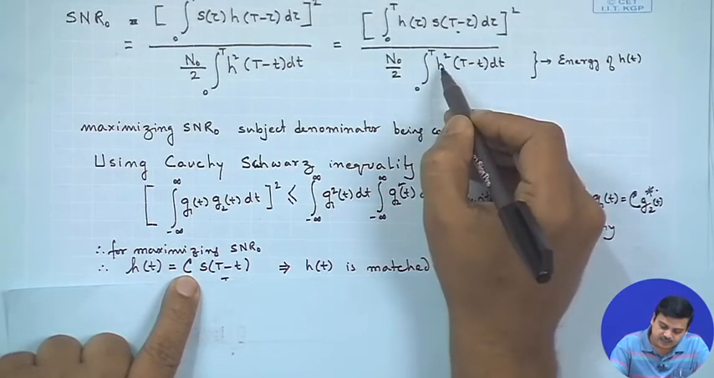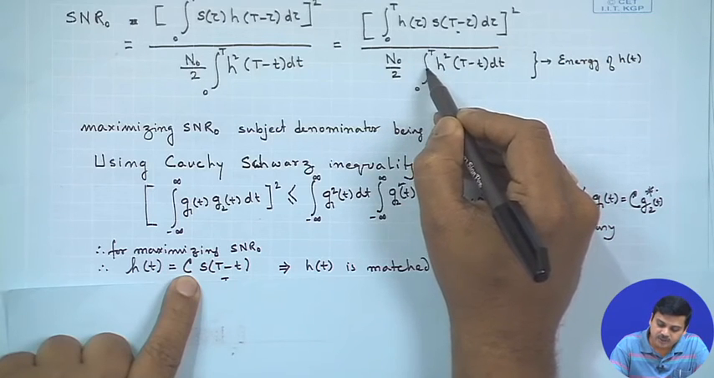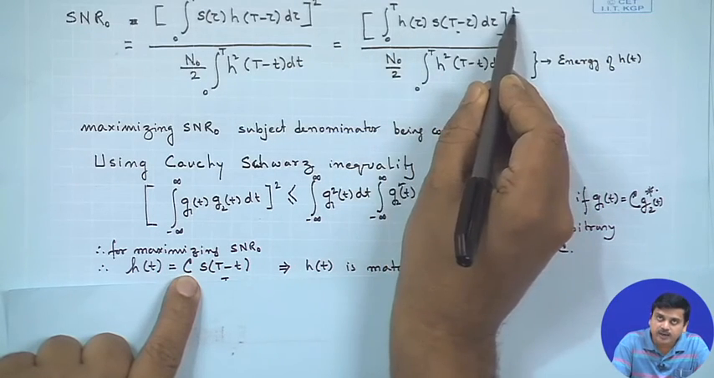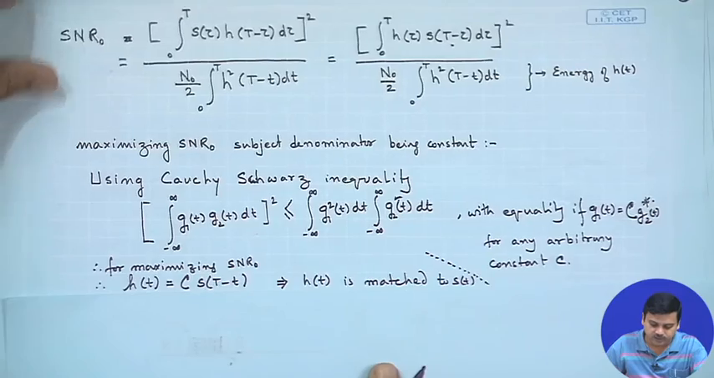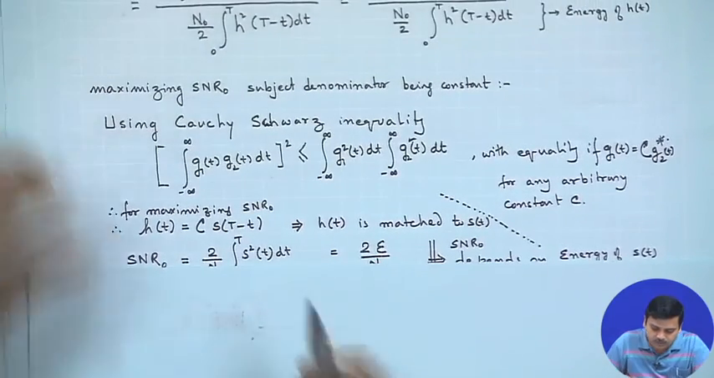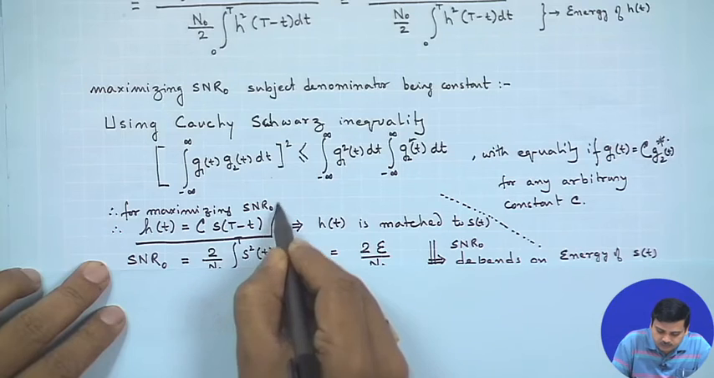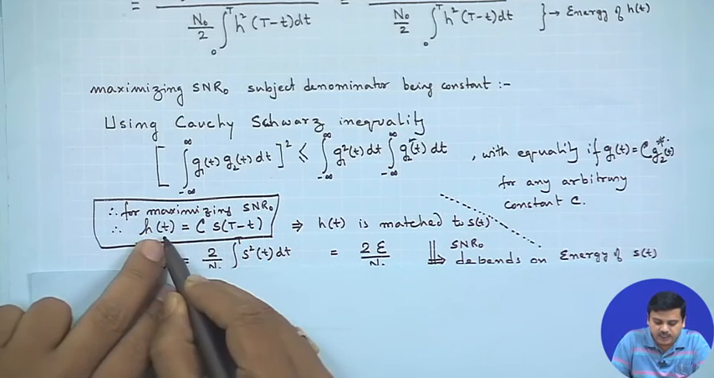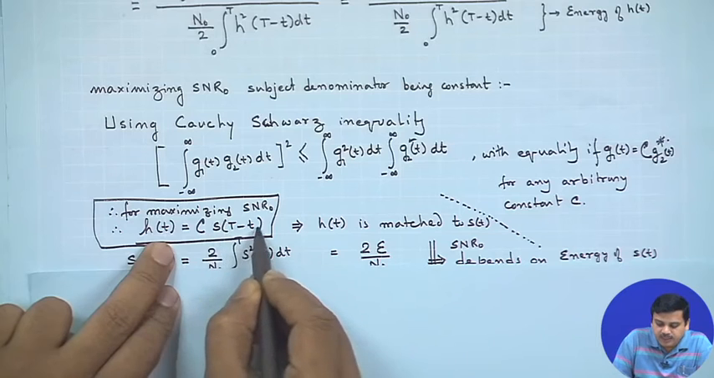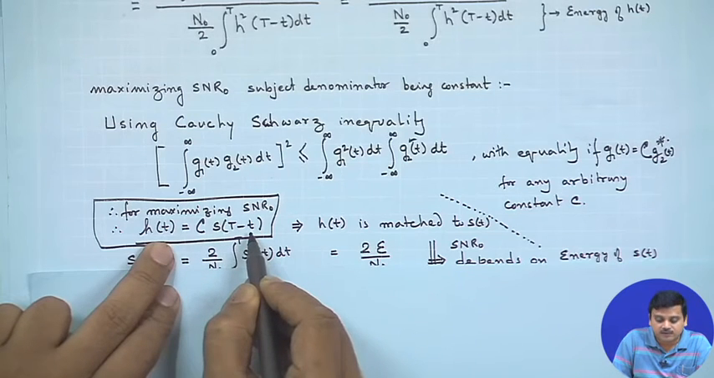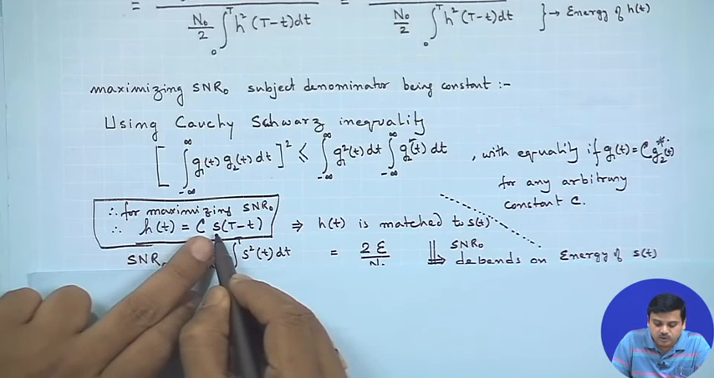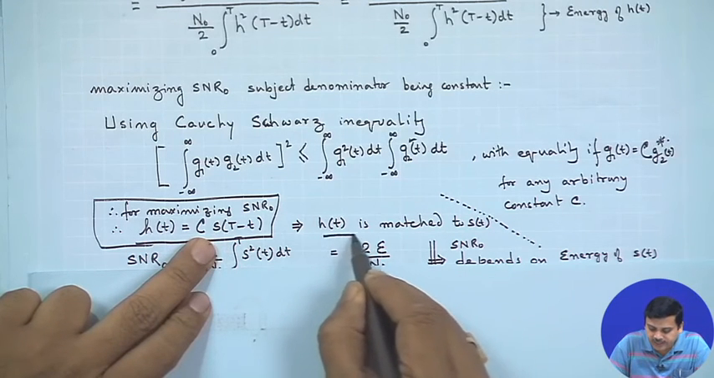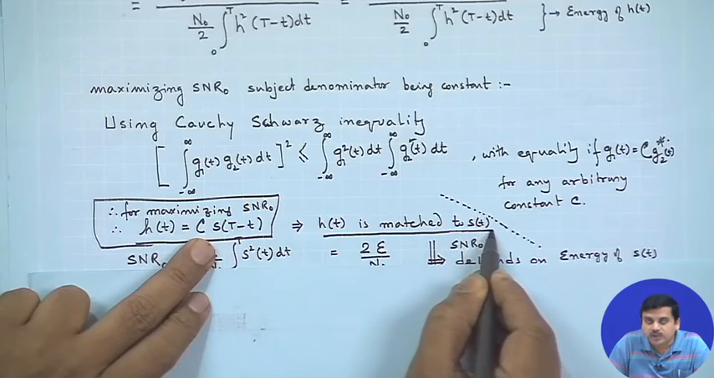So, what we will find is that the c squared term appears in the denominator and c squared appears in the numerator as well. So, they will cancel out each other, and it will not affect the SNR. So, if you see, h of t is some constant multiplied by the flipped version of the signal itself, which we had defined initially to be the matched signal or the matched filter to s of t. So, here we have h of t matched to s of t.